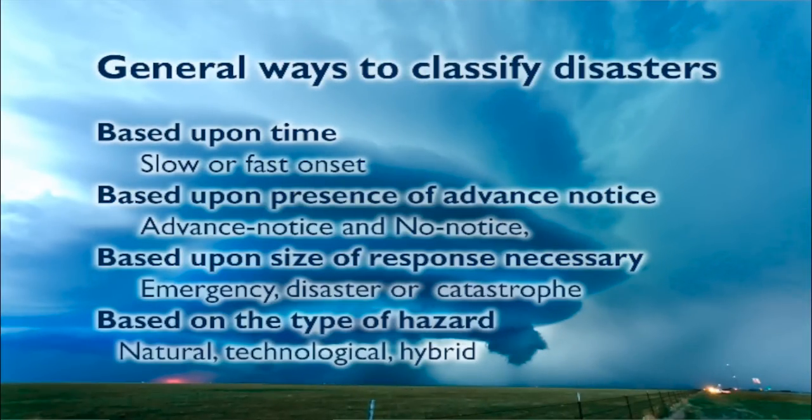Now we also classify disasters, as I mentioned, based upon advance notice. There are advance notice disasters and no notice disasters. So for example, with a tropical cyclone that's out in the ocean heading towards land, we usually have a few days notice. We know that the tropical cyclone is coming, we can evacuate populations, we can board up houses, we can make the last few days of preparations that we need in order to be ready for that disaster and to lower our risk.